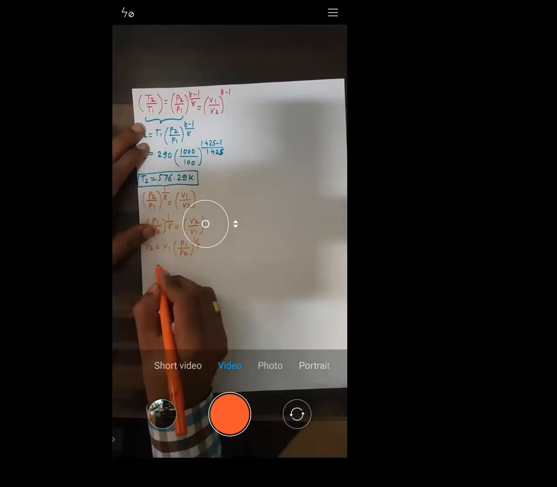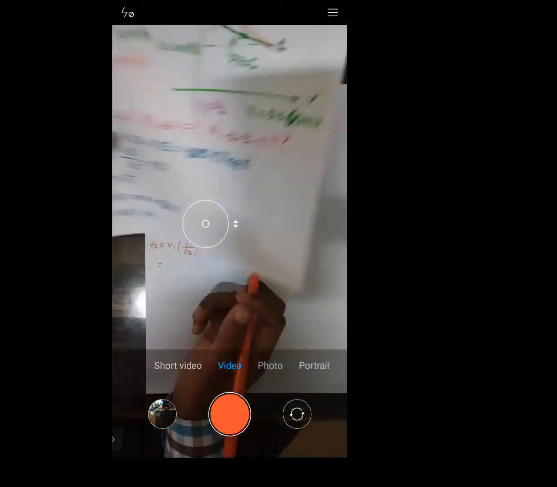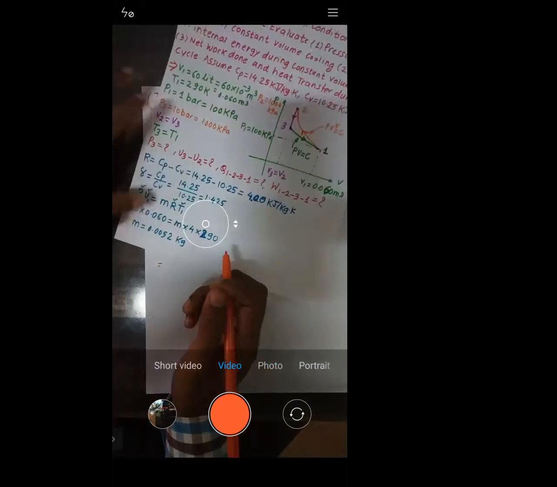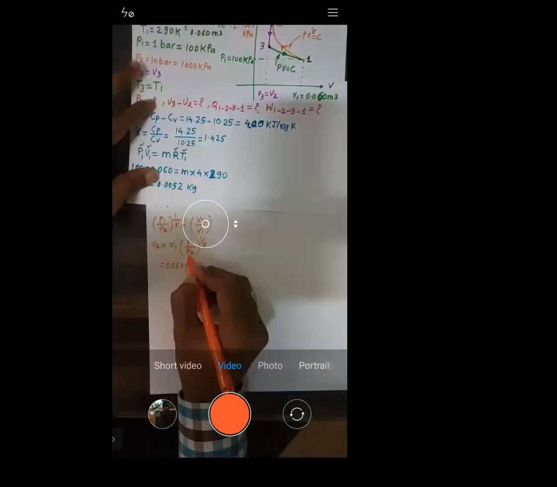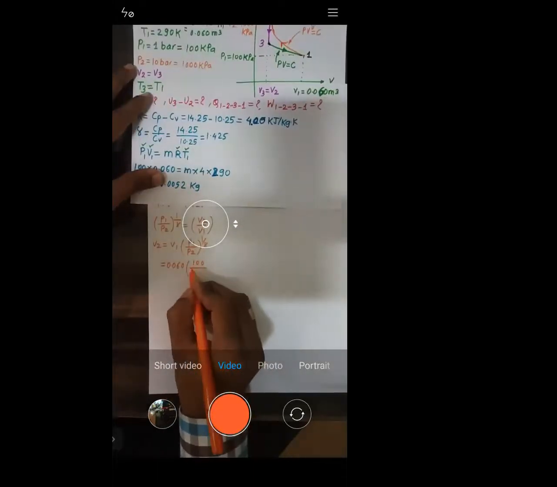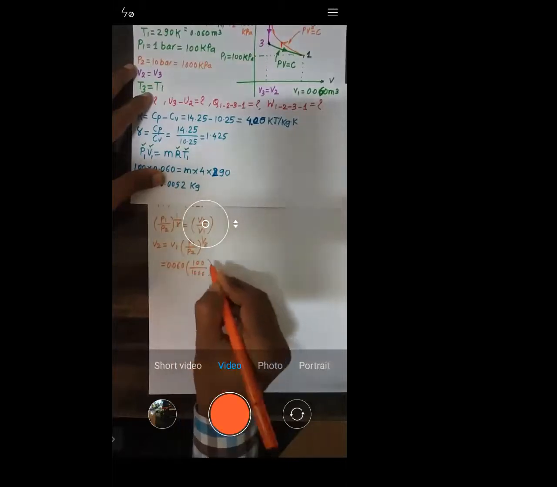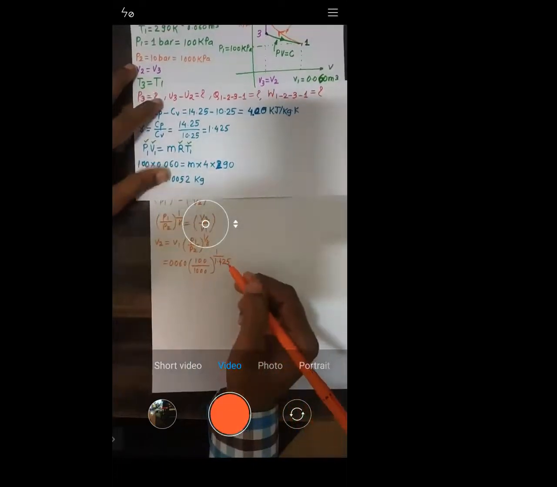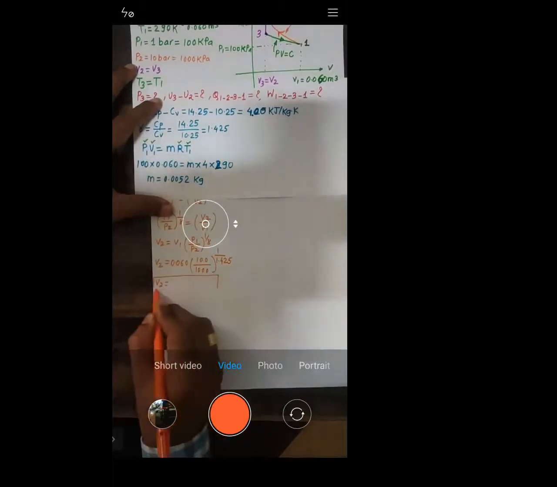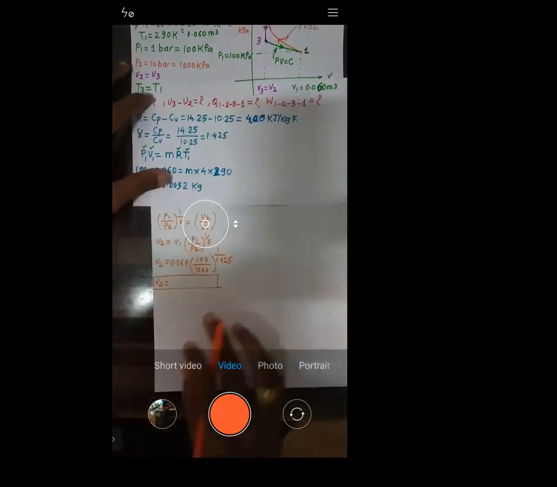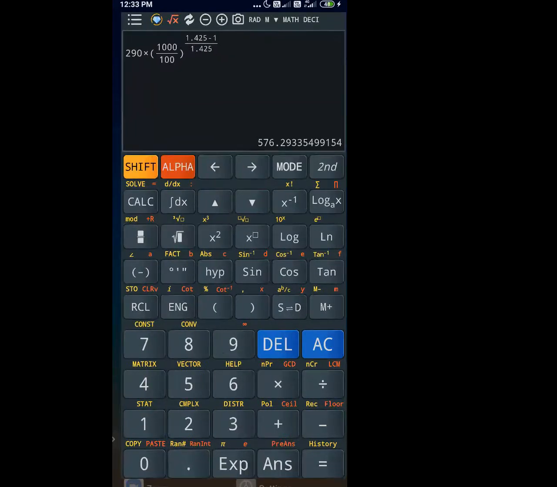Let's put the values now. V1 is mentioned in the problem. You can check it. It is 0.060. P1 by P2: P1 is 100, P2 is 1000, raised to power 1 by gamma, which is 1 by 1.425. So from this we will get the value of V2. Let's calculate that value. It is 0.011. Okay, no problem.